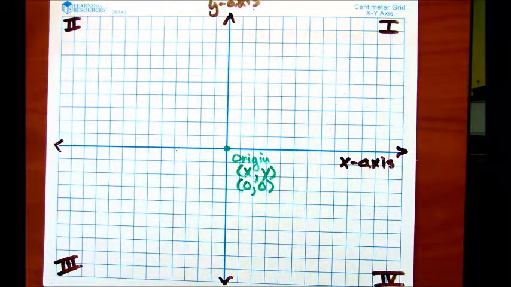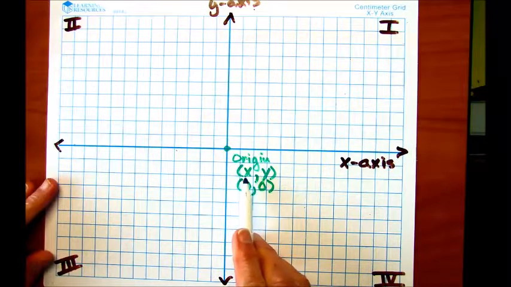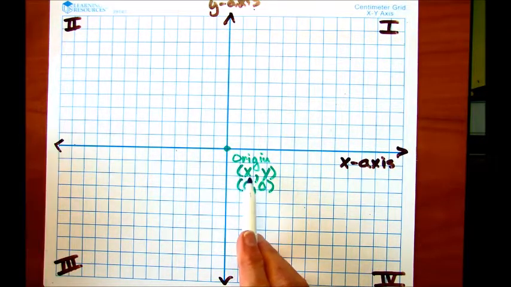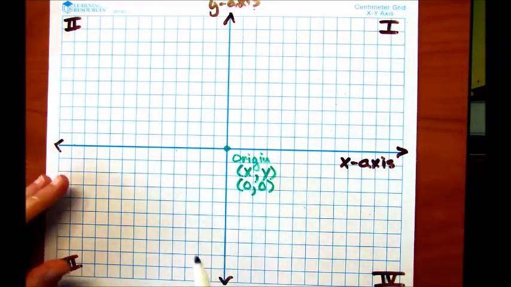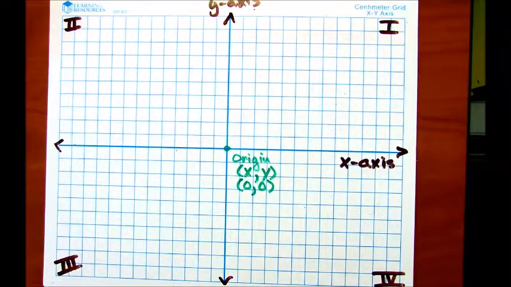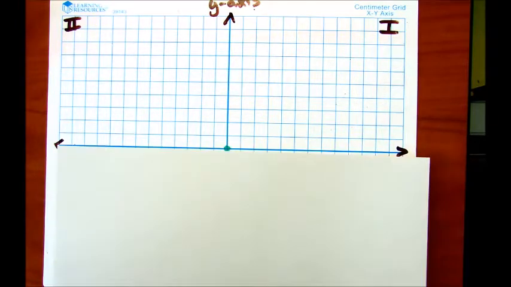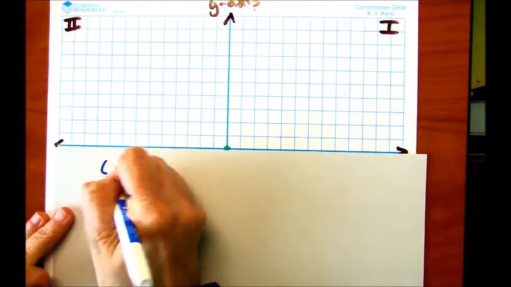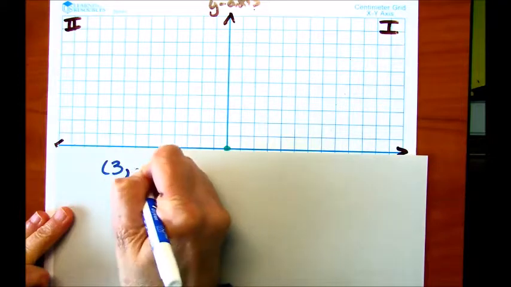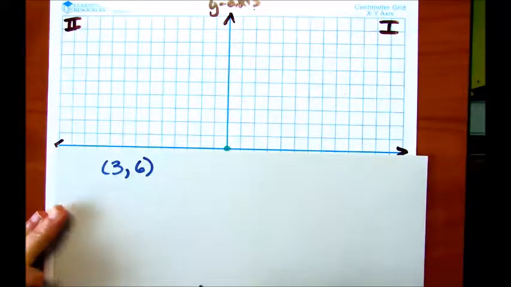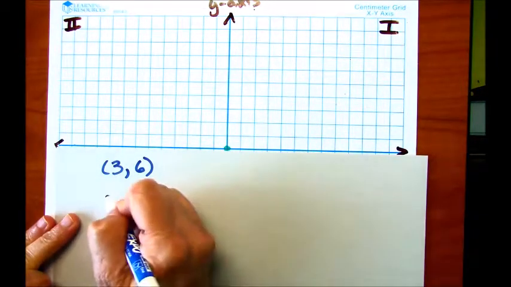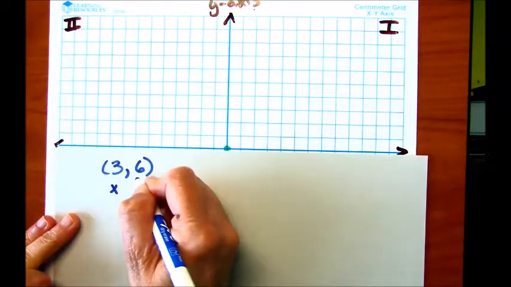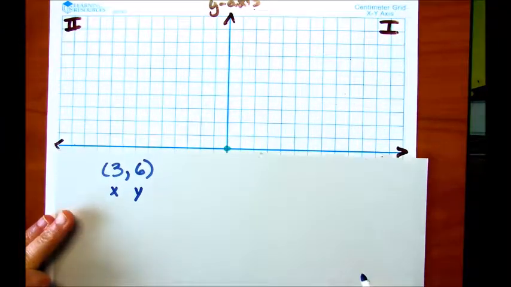Okay, let's go ahead and plot some points. And remember when I talked about this origin, this x, y? That's how we're going to plot our other points. So let's say that we have (3, 6). Okay, that 3 again is our x value, and the 6 is the y value.